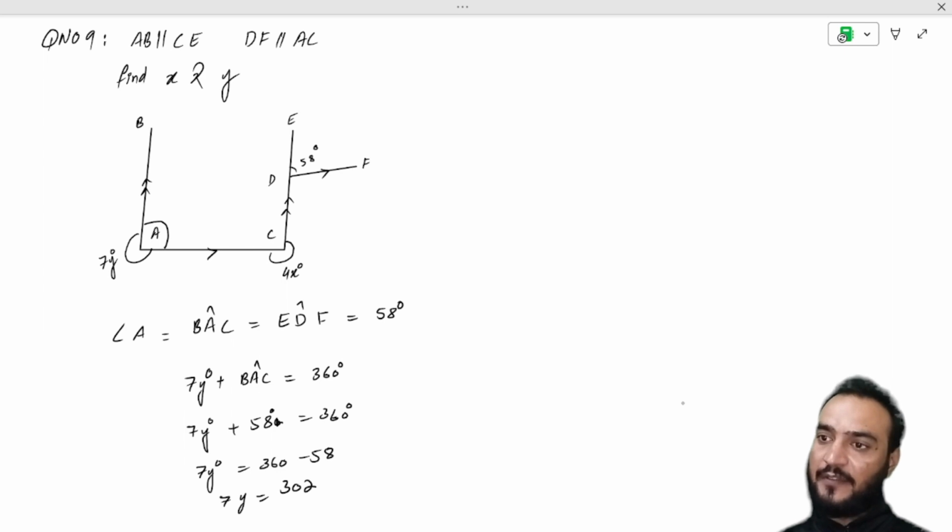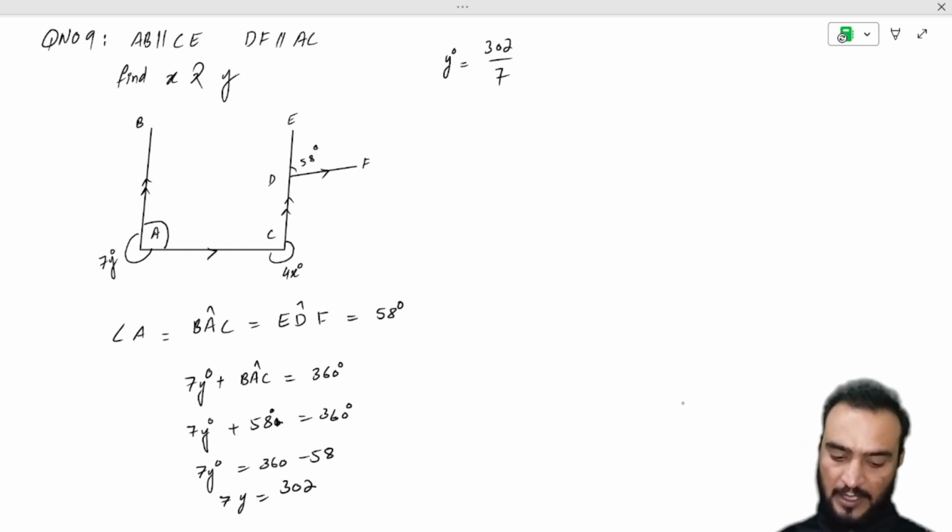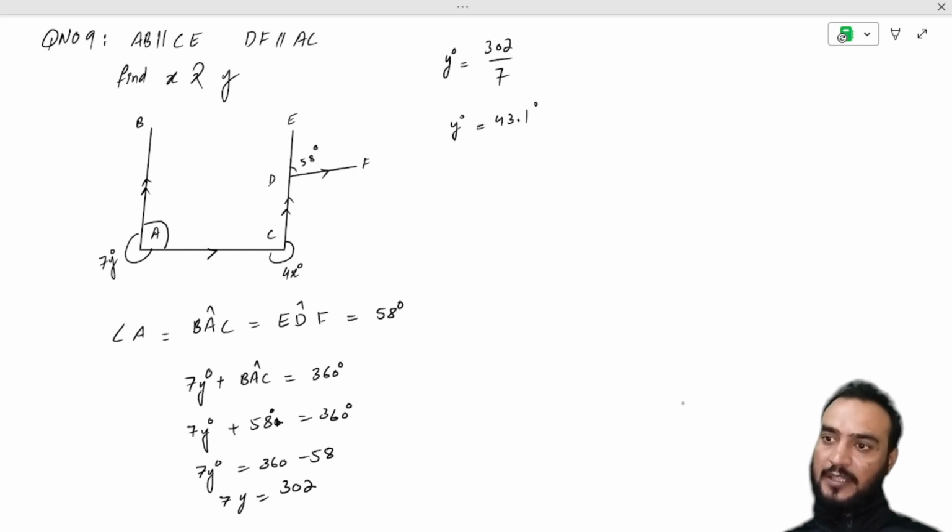We divide it by 7. So the value of y comes as 302 divided by 7. And when we divide 302 by 7, we get an angle in decimals, that is 43.1 degrees. y degrees is equal to 43.1 degrees. This is the value of y.